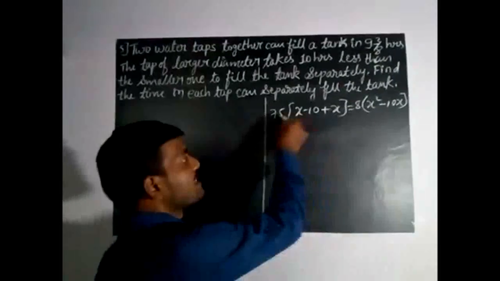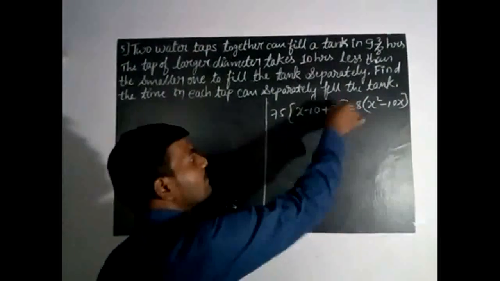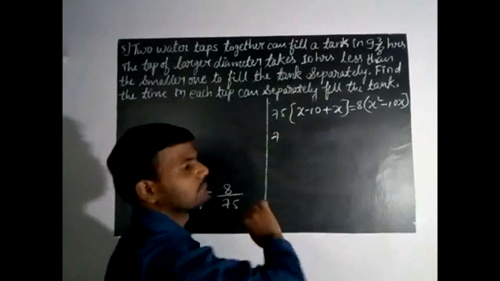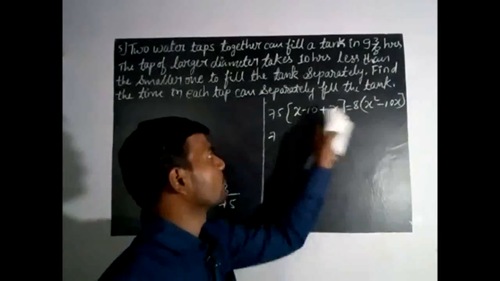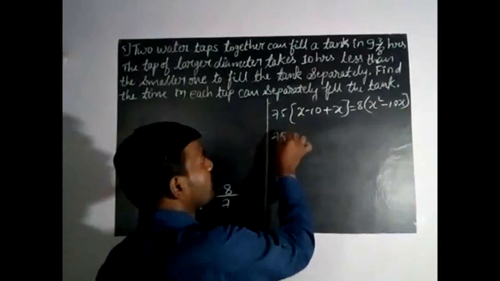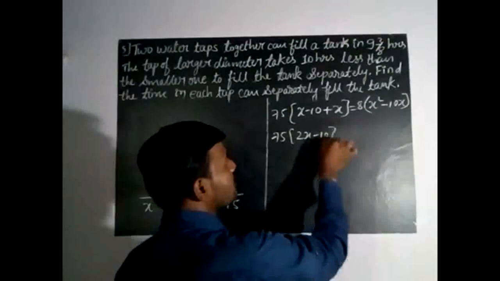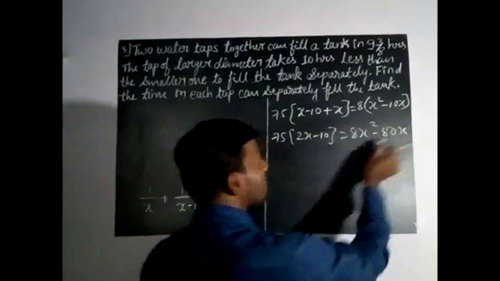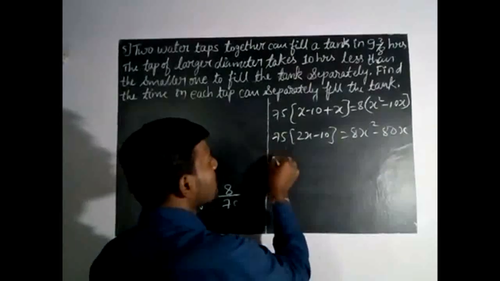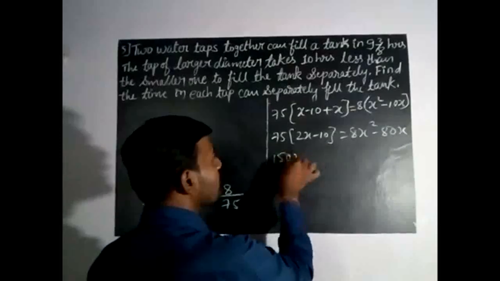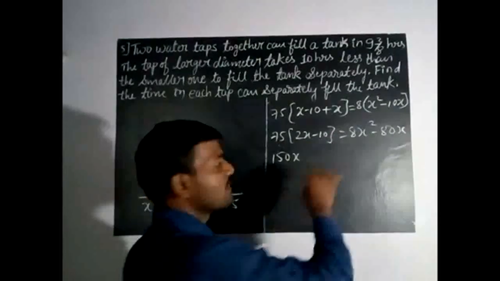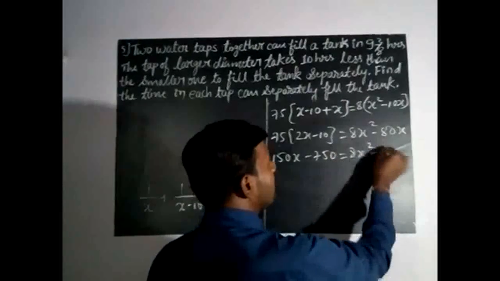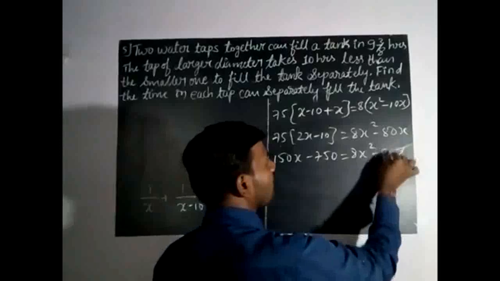Okay, so 2x minus 10. Now let us multiply the 75 to the 2x minus 10. 75 into 2x minus 10 is equal to, here multiply, 8x square minus 80x. Now multiply the 75 into 2, 150x, and 75 multiplied by 10 becomes minus 750, which is equal to 8x square minus 80x.